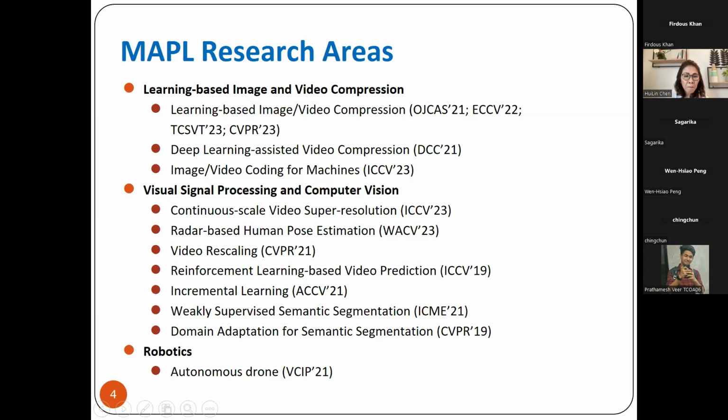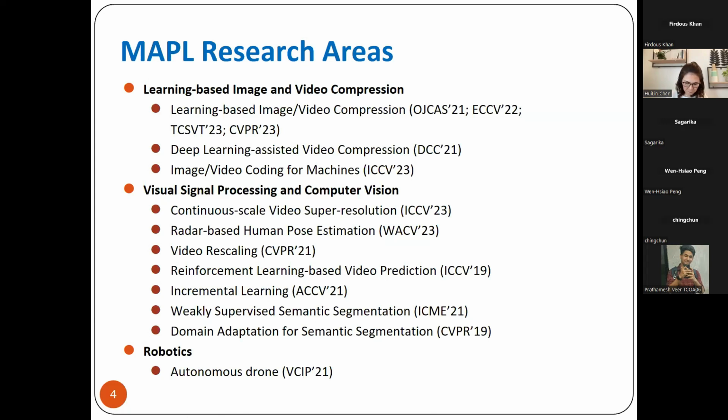Just for your information, these top-tier conferences now have a very low acceptance rate. The acceptance rate can be as low as 25% or even lower. So it's really very difficult to get your idea published in those top conferences. I'm truly very proud of my lab members. They have done a very good job in having their papers published in these top conferences.